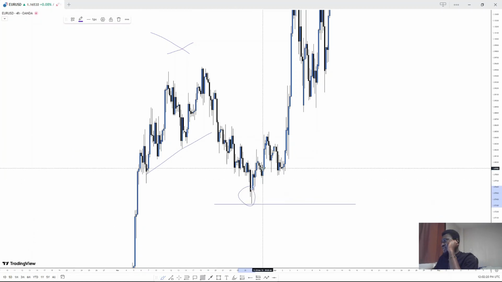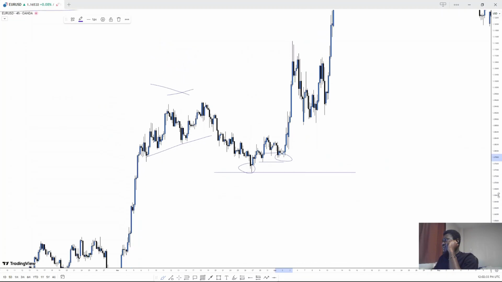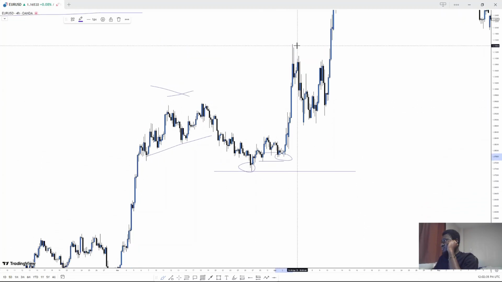Now the question is, where is my imbalance? This is where we had an imbalance. So that would have been our demand zone. You see how price tapped into that demand zone and pushed up. When pushing up, it created a high, came down.